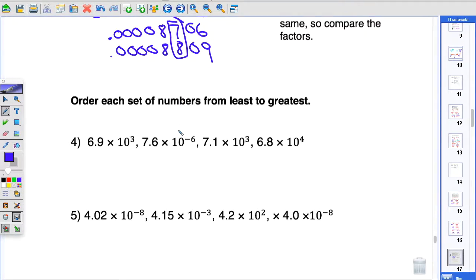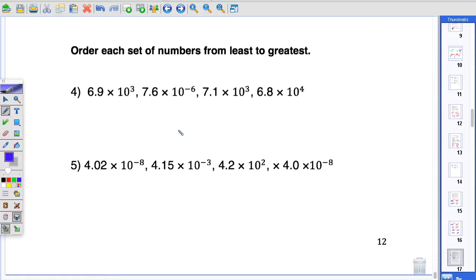Order each set of numbers from least to greatest. Number 4, 6.9 times 10 to the third, 7.6 times 10 to the negative sixth, 7.1 times 10 to the third, 6.8 times 10 to the fourth. So the first thing we can look at is compare our exponents. Since we have a negative exponent, that's going to be our smallest number. We also have 2 that have to the third power and 1 to the fourth power. So that means that the 1 to the fourth power is our largest, so that's our fourth number.